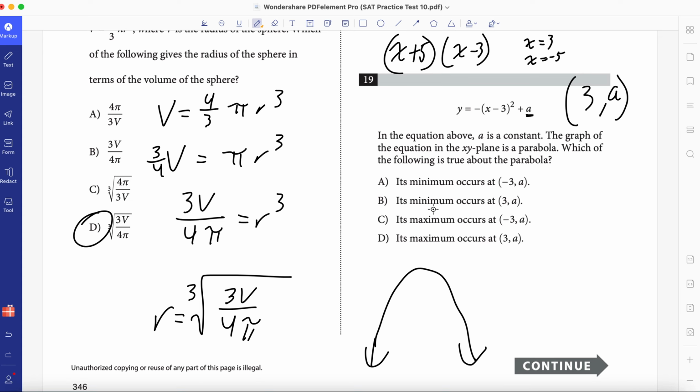And then we know it's not a minimum because since it has this negative coefficient, I know that it's facing downward. So it's not a minimum, it's going to be a maximum. The vertex is going to be a maximum, and it's going to be at the point (3, a) due to the vertex formula.